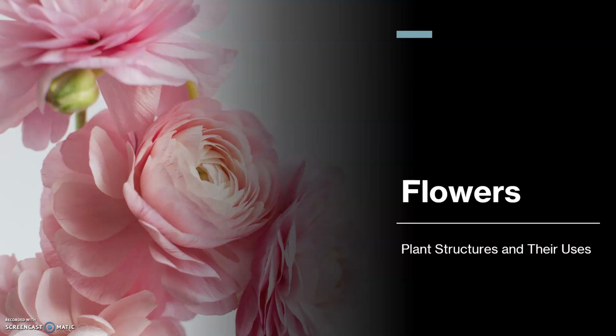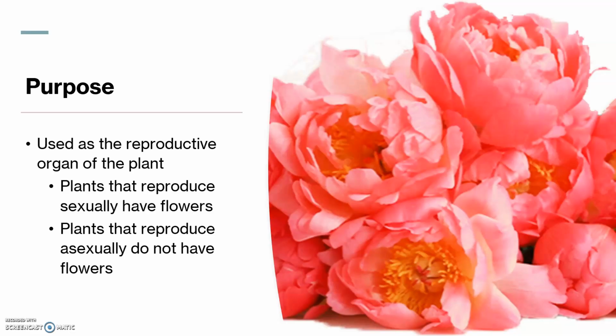This video will discuss parts of a flower and pollination. By the end of this video, you should be able to identify the parts of a flower. Flowers are the reproductive organ of the plant. Plants that reproduce sexually have flowers, whether they are traditional or non-traditional flowers.